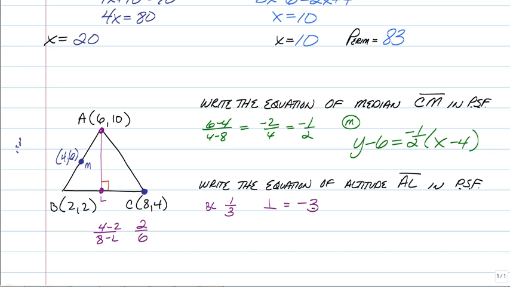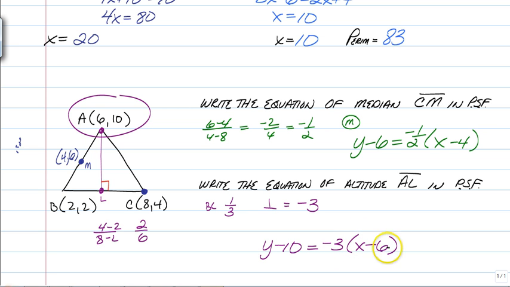Now we know the slope. We still know the point. We can just use point A. We only have one option this time because that's where the altitude is coming from. So now all you have to do here is y minus 10 is equal to your perpendicular slope, -3, times x minus 6, and that's it. You are good to go.